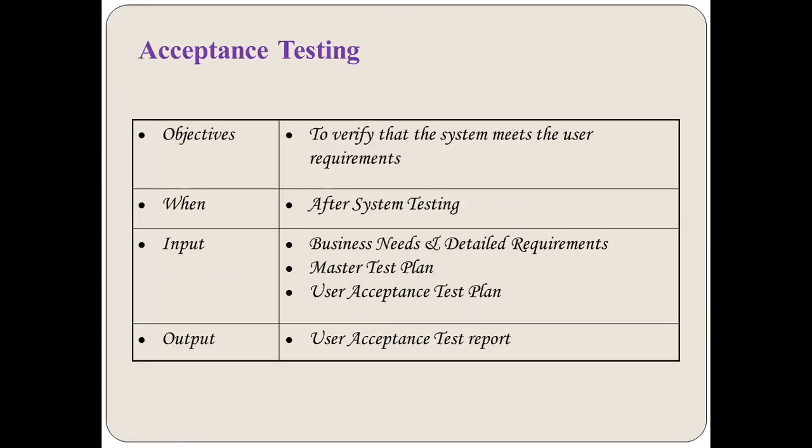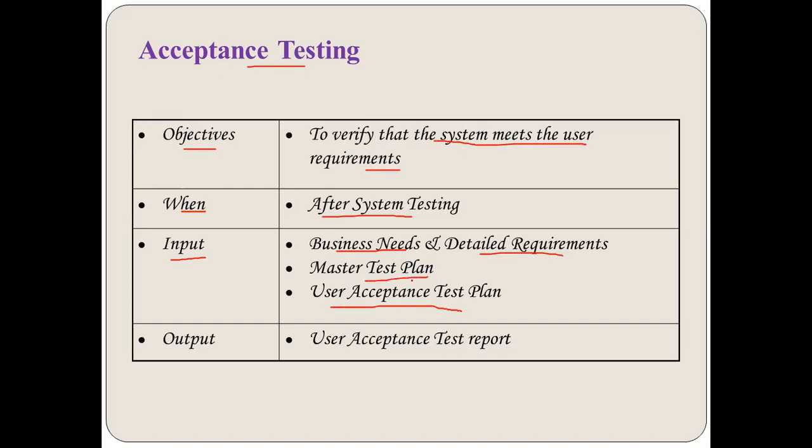Right. Now, lastly, we have acceptance testing. What is this acceptance? As the name suggests, whether it is being accepted by the user, customer or not. So the objective is to verify that the system meets the requirements of the user. If the user's requirements are met, then only the user will be satisfied, and this can be tested by the user itself. It is done after system testing.